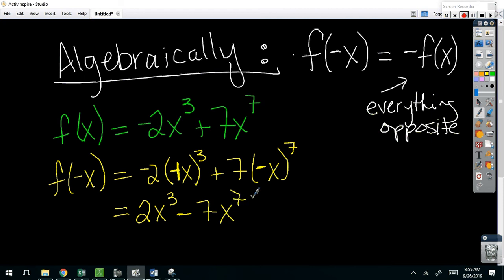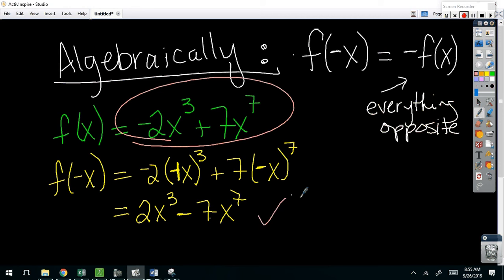Now compare the two equations. Look at what you started with and look at what you got. I started here with negative 2 and positive 7. I ended with positive and negative. Because everything's opposite, it tells me yes, that's an odd function.